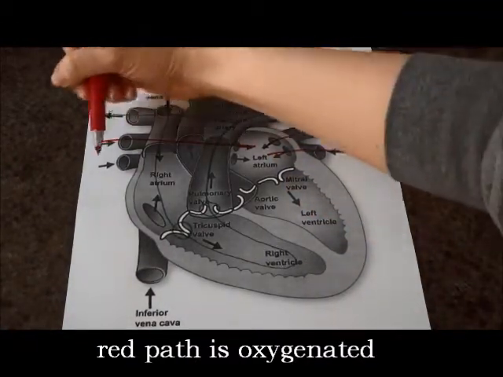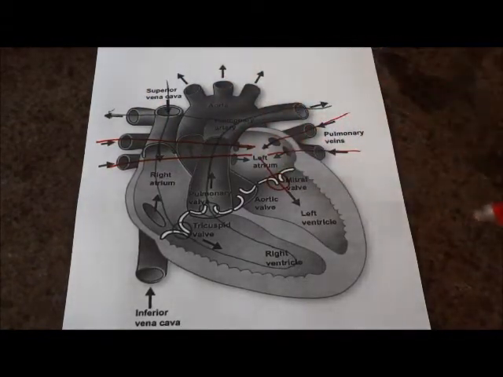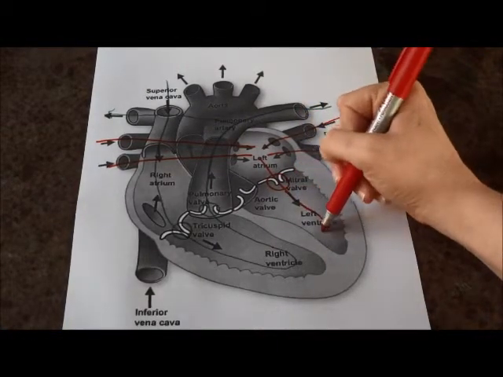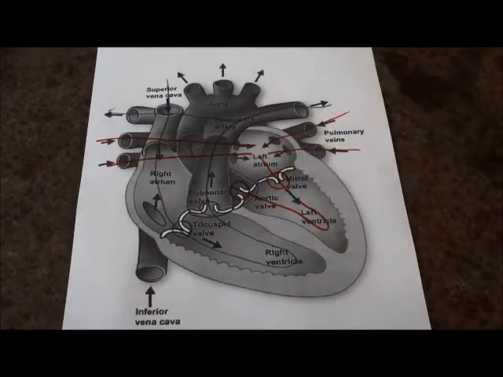The blood continues flowing through the mitral valve. This is the second of the two atrioventricular valves. The blood then passes into the left ventricle, where it is expelled through the aortic valve, which is one of the two semilunar valves. The pulmonary valve is the other.